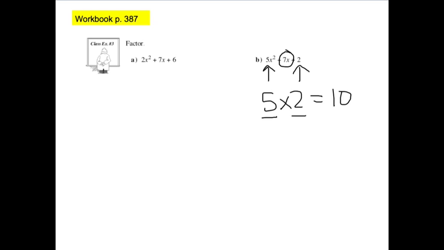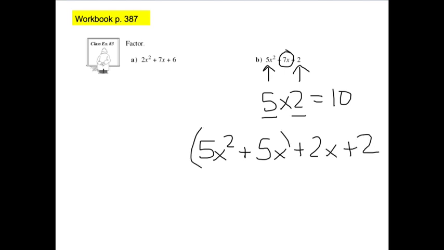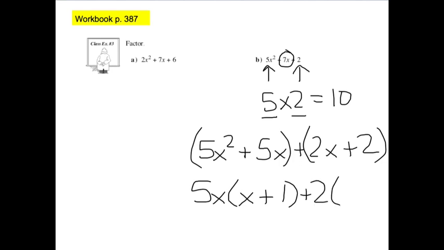Now that you've got that, let's split the middle term apart. So it's going to be 5x squared plus 5x plus 2x plus 2. Now we can group them. I'm going to group the first two. I'm going to group the last two. We can pull out a 5 and an x out of the first group. So 5x, and what you're left with is x plus 1. In the last group, you got 2x plus 2. Take out a 2. And what you're left with is x plus 1.